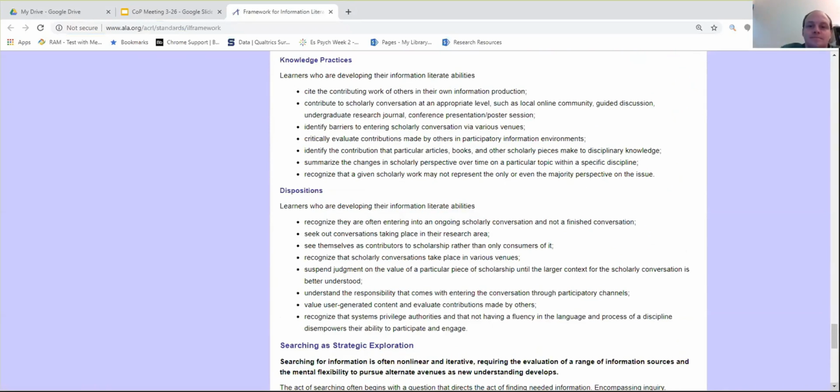So if we take a look at scholarship as a conversation, I've tried to get my students to understand that their reading and their talking and their writing is really a conversation. They aren't sure where they're coming into this or into the conversation. But if you take a look at this, they cite the contributing work of others in their own information process. They're going to contribute to the scholarly conversation, critically evaluate contributions made by others in participatory information environments. I'm not reading them all.